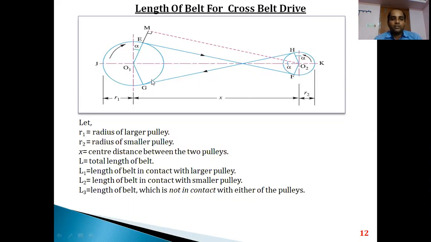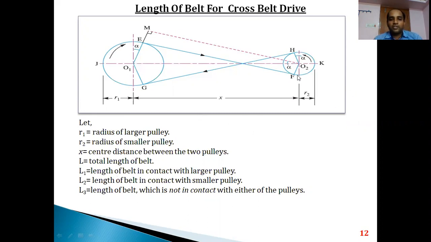Now, there are some assumptions. First, R1 is the radius of the larger pulley. Next, R2, the radius of the smaller pulley. Next, X. What is this X? From the center of the larger pulley to the center of the smaller pulley, that is the distance between the centers of both these pulleys, it is X.